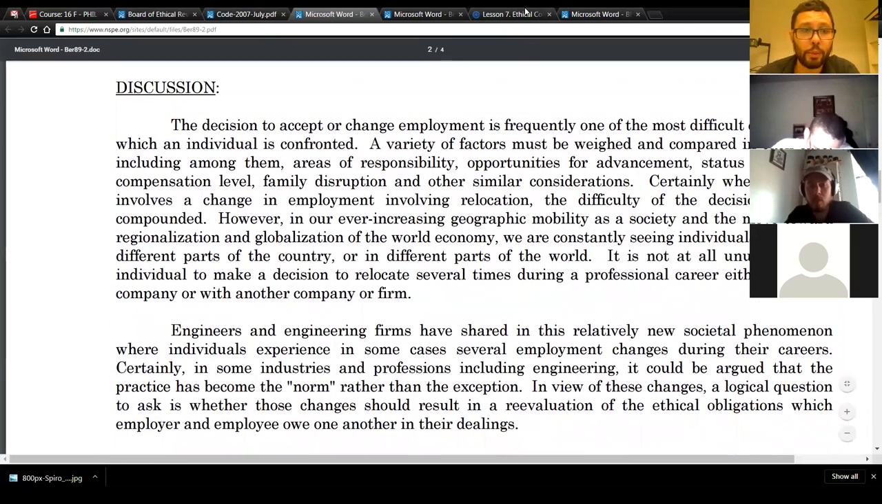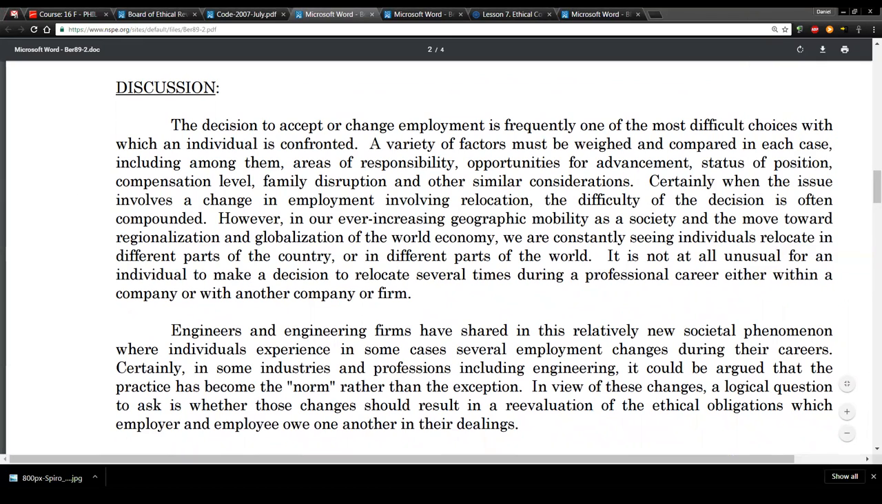So the review board understands well that these are hard decisions and that a bunch of different factors have to be taken into account.